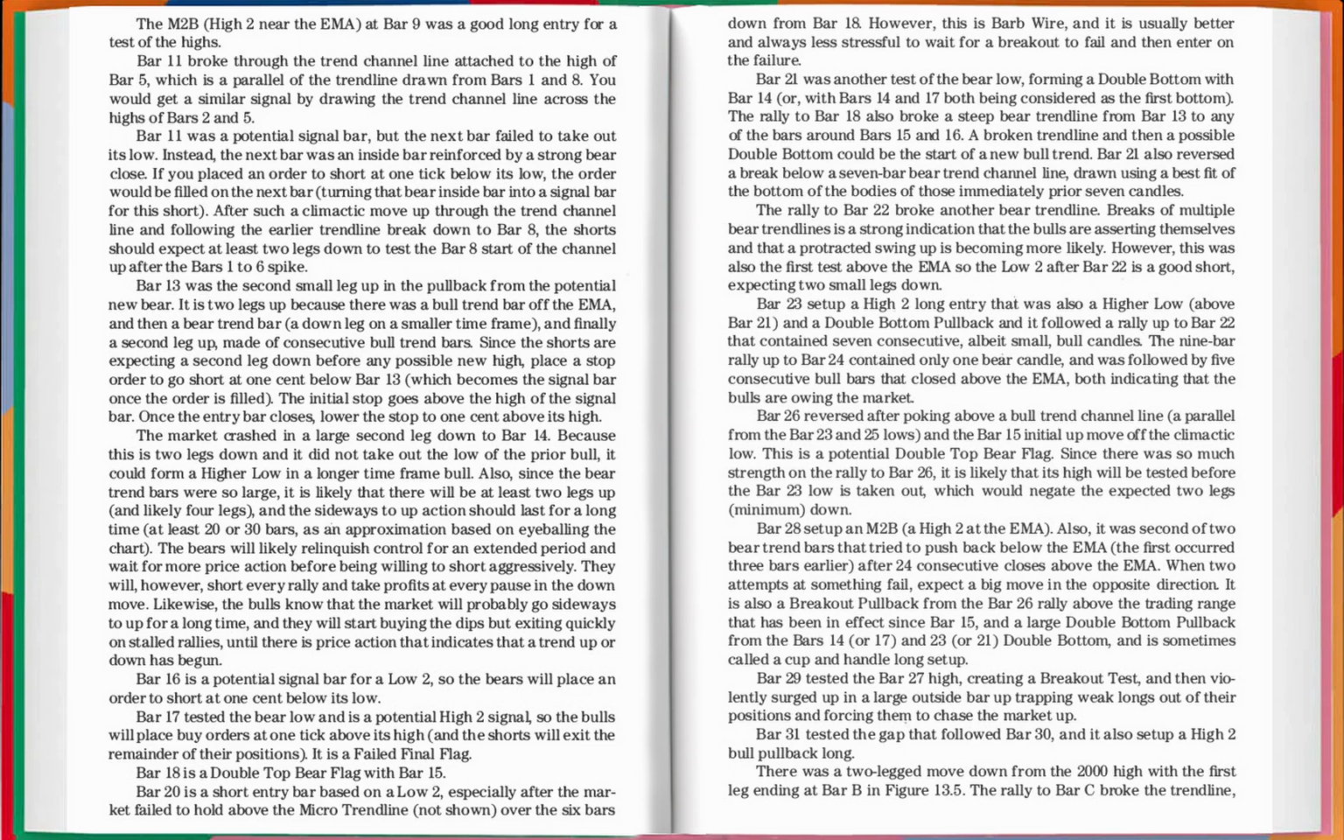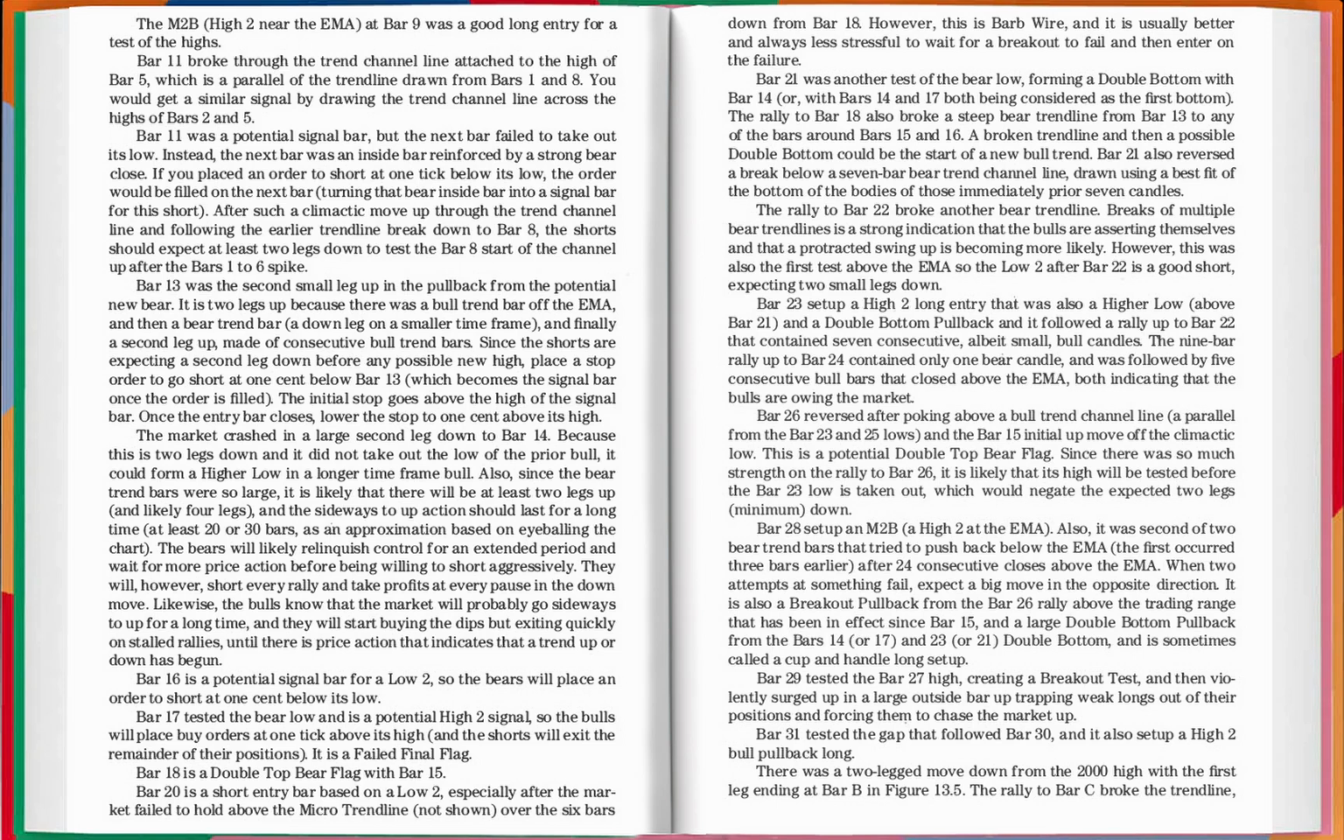Bar 13 was the second small leg up in the pullback from the potential new bear. It is 2 legs up because there was a bull trend bar off the EMA, and then a bear trend bar, a down leg on a smaller time frame, and finally a second leg up, made of consecutive bull trend bars. Since the shorts are expecting a second leg down before any possible new high, place a stop order to go short at 1 cent below bar 13, which becomes the signal bar once the order is filled. The initial stop goes above the high of the signal bar. Once the entry bar closes, lower the stop to 1 cent above its high.